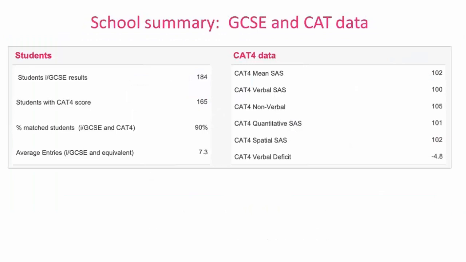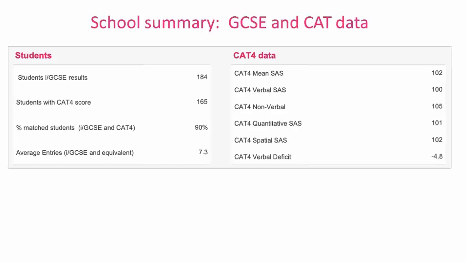Starting first with the school dashboard, we provide a really useful summary, I think, of the data that's included in the dashboard. So how many students are included in the analysis? How many students do we have matched CAT data? And you can see in this example, 90% of the students we've been able to match CAT4 data to their GCSEs. How many entries on average are there for the school? And this information matches your expected number of students. So when you upload data and then see the reports for the first time, this table is really helpful in just making sure that you've got the right number of students, the right number of entries, and so on.